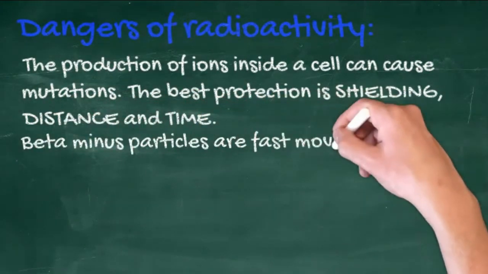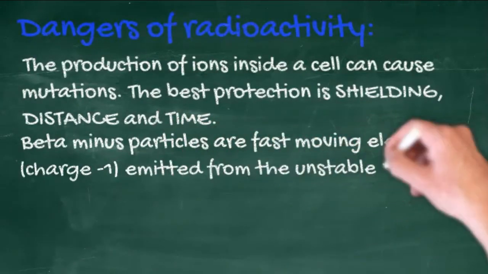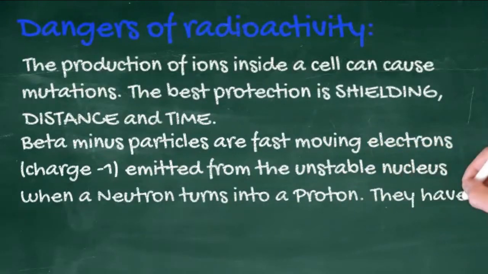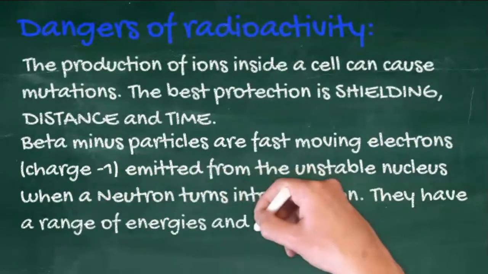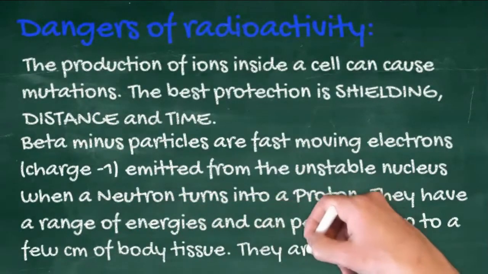Beta-minus particles are fast-moving electrons with a charge of -1 that are emitted from the unstable nucleus when a neutron turns into a proton. They have a range of energies and can penetrate up to a few centimetres into the body. They are dangerous.